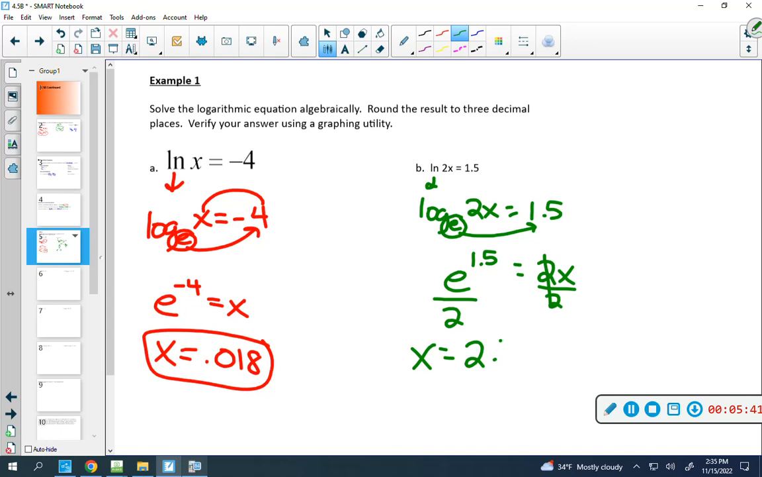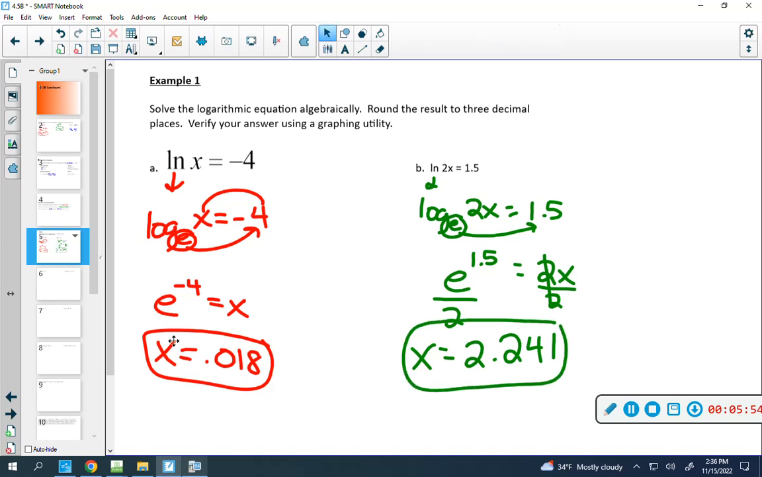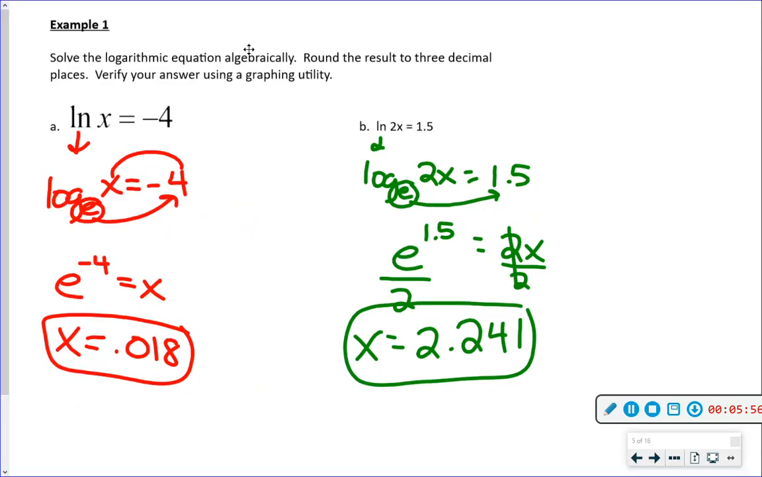241. Got it. Now, before I circle it, just a little mental check. If I put 2.241 in here for x, are we okay? Do we have a log of a negative? Nope, we're good to go. But I'm going to start checking that. Yes, start checking that. It's going to be problematic at some point for us today.